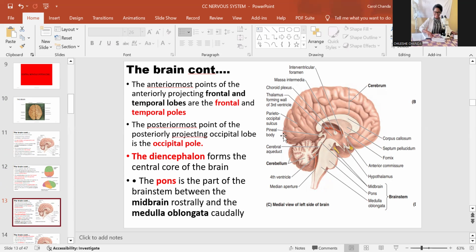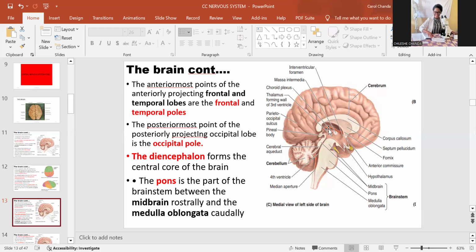So if you're looking at this brain, we are saying this is the anterior aspect. This is the posterior aspect where you're going to find the cerebellum. The posteriormost part is what is going to be known as the occipital pole. The diencephalon forms the central core of the brain. So we're going to notice that here we are going to see what is known as the diencephalon.